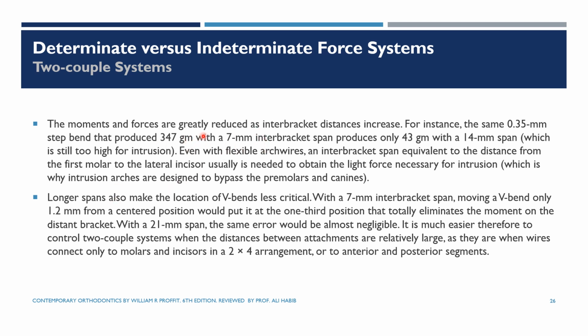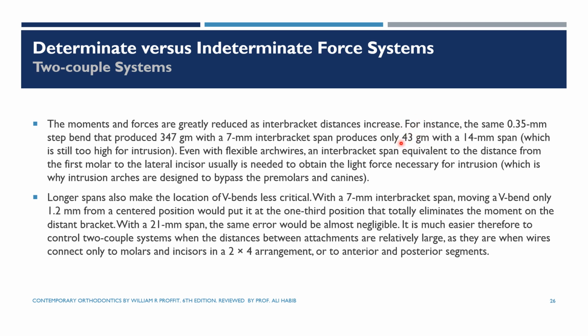So this is when we apply the V bend or step in an interbracket span of 7 millimeters, which is very small. If we increase the span, make it 14 instead of 7, the force level was found to be reduced. So increasing the interbracket distance will reduce the amount of force felt by the adjacent teeth. So 43 instead of 347.